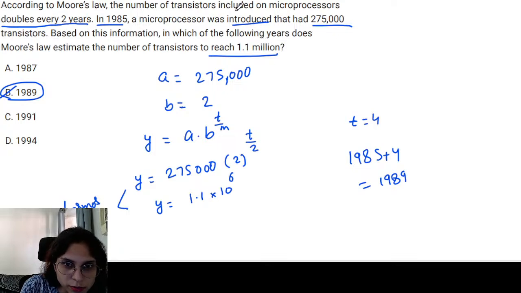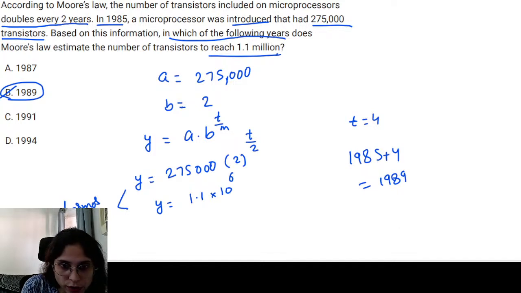According to Moore's law, the number of transistors included in microprocessors doubles every 2 years. In 1985, so your starting point is 1985, introduced 275,000 transistors, so that's the value of A. In which year do the transistors reach 1.1 million? You find how many years after 1985: 4 years after 1985. So you add 1985 to it, and your answer is going to be 1989. I hope that is clear.